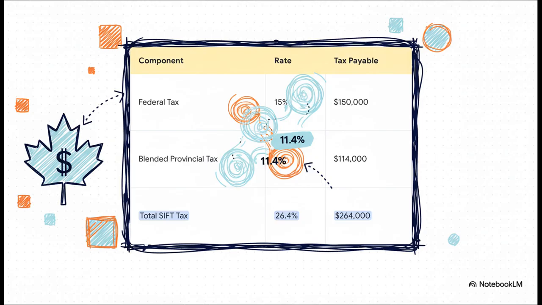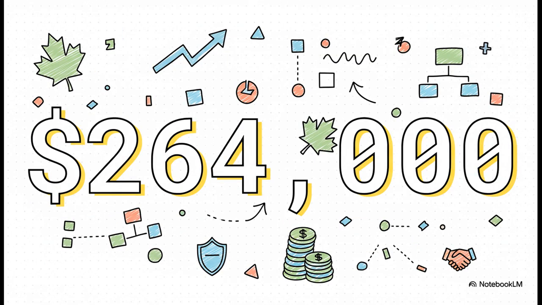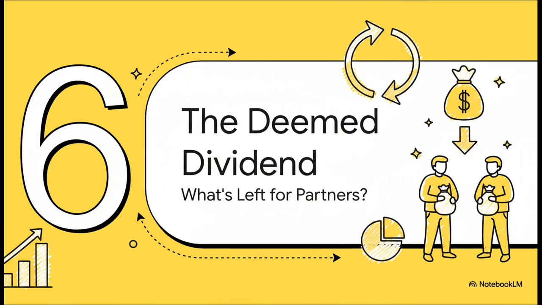And what's cool is that we can now plug it right back into our simple master formula. The total tax rate is our constant 15% federal rate, plus the 11.4% blended provincial rate we just worked so hard to calculate. Add them up, and we get a combined rate of 26.4%. And so when we apply that 26.4% rate to our $1 million of earnings, the final SIFT tax payable for this complex multi-jurisdictional partnership comes out to $264,000.